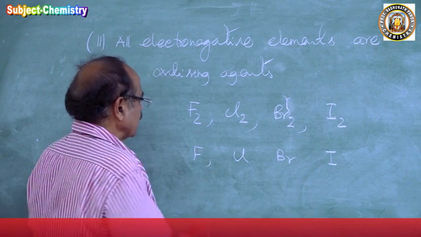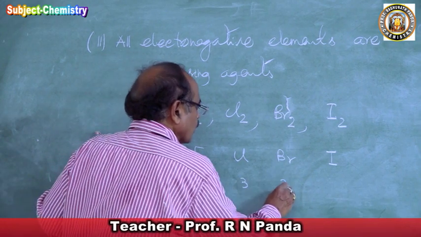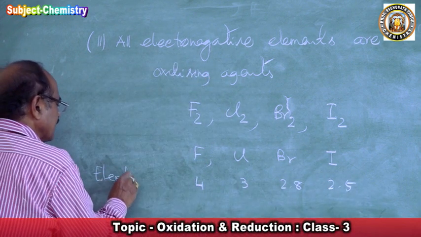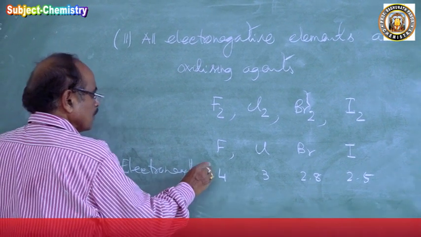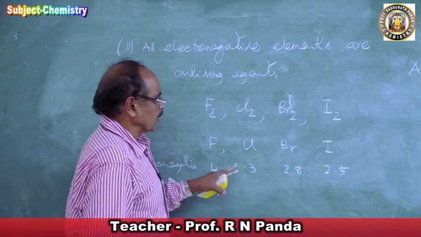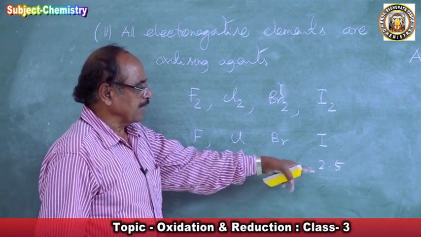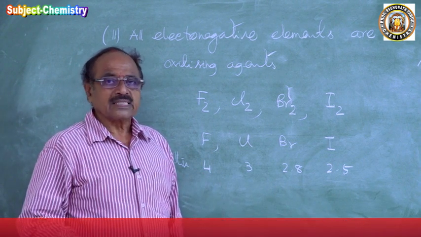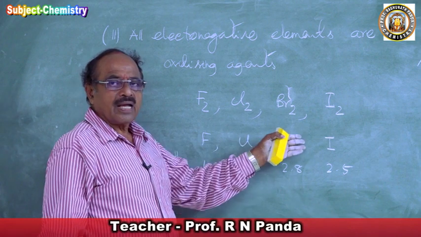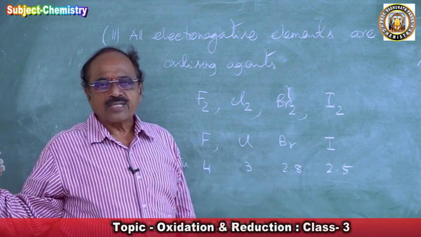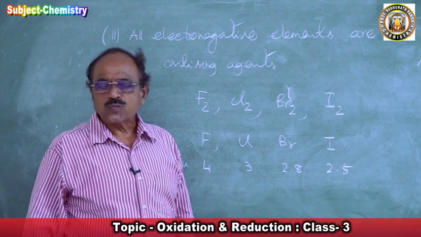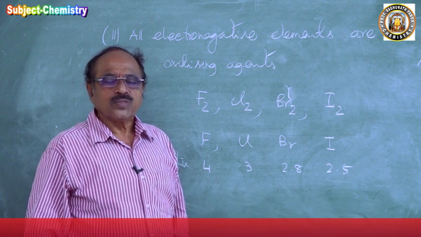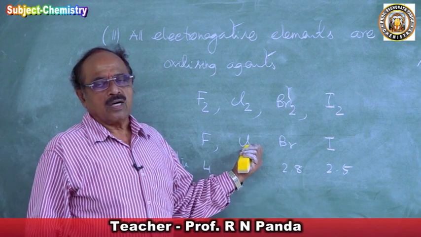The electronegativity of hydrogen is 2.1, whereas the electronegativity of fluorine is 4, chlorine is 3, bromine is 2.8, and iodine is 2.5. So hydrogen is positive in comparison to fluorine, chlorine, bromine and iodine. Hence they easily remove hydrogen. Hydrogen will have a strong tendency to go to fluorine, chlorine, bromine and iodine, and so they can be used to remove it. So they are very good oxidizing agents.